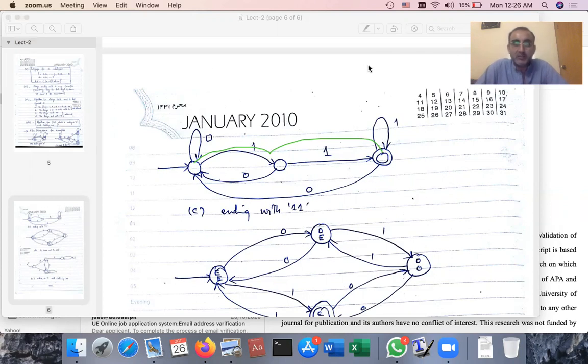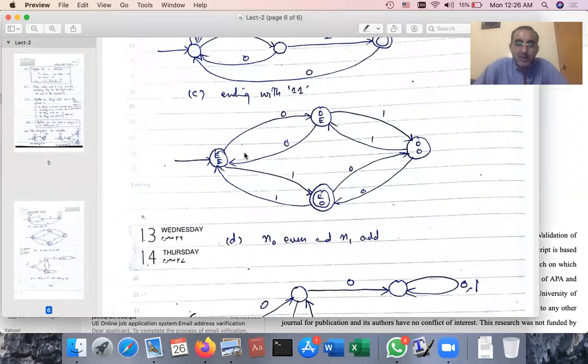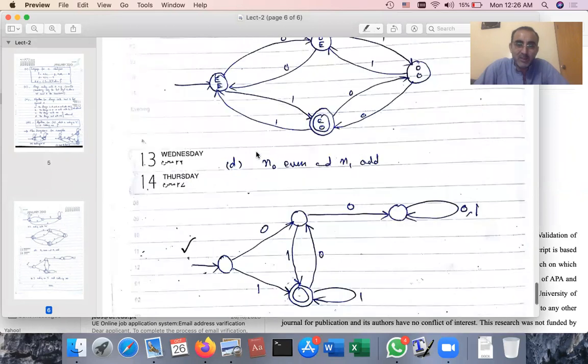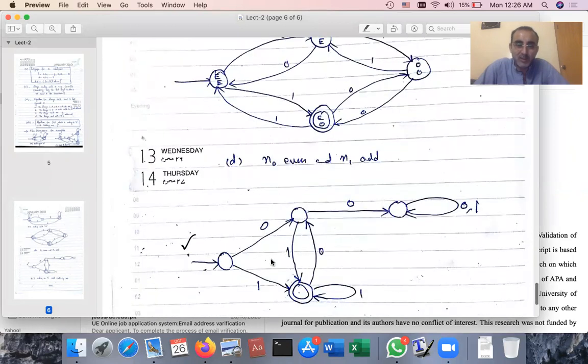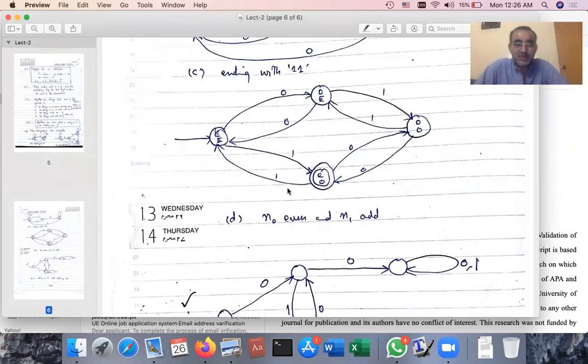Anyhow, now moving on to the next example. I am just speeding up the things. I will maybe discuss this one in detail. Yes, I think this one, because it is different.